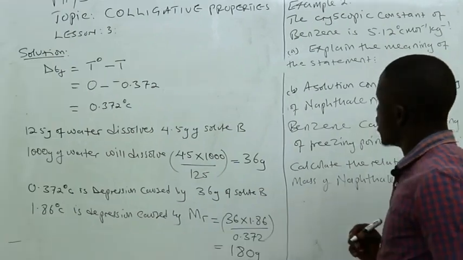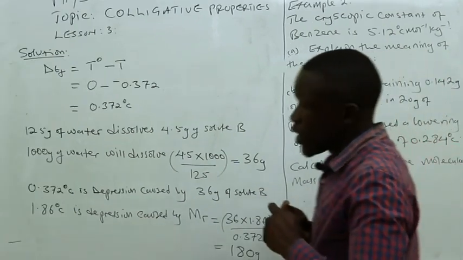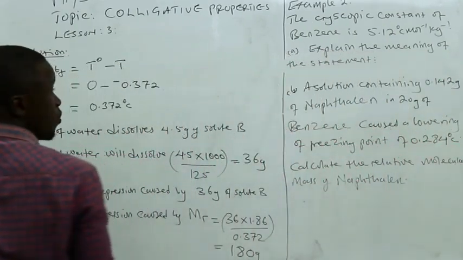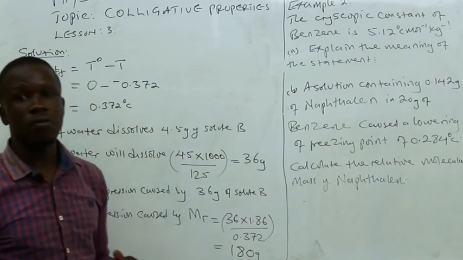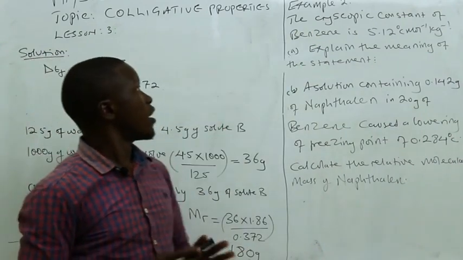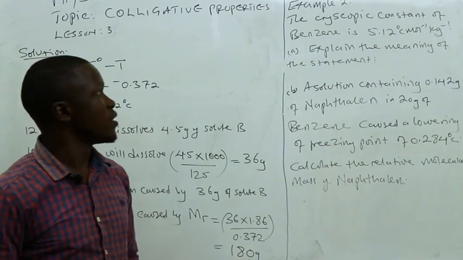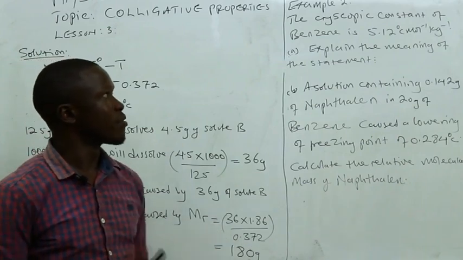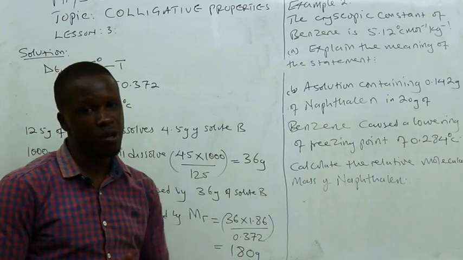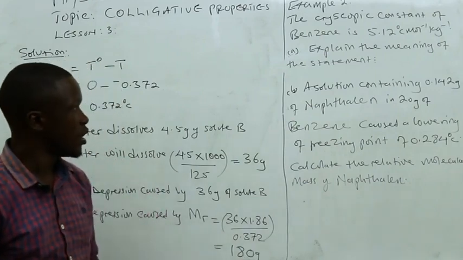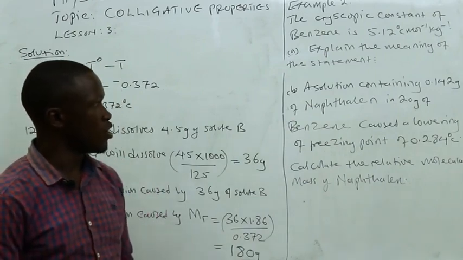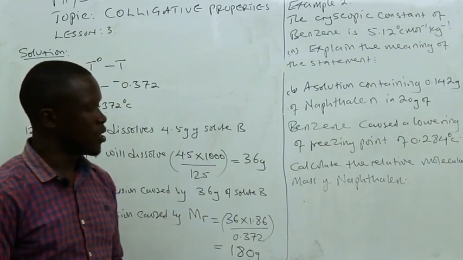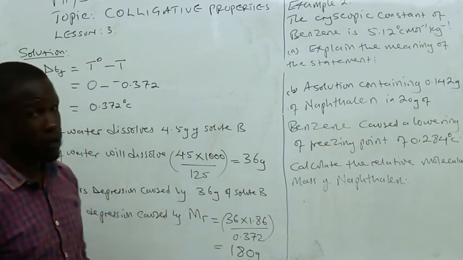So now, in lesson 4, we shall be answering this question together. The first part, very interesting. They are giving us a statement. Cryoscopic constant of benzene 5.12. Explain. What does that mean? And then in part B, we have a calculation that we shall be dealing with in lesson 4.